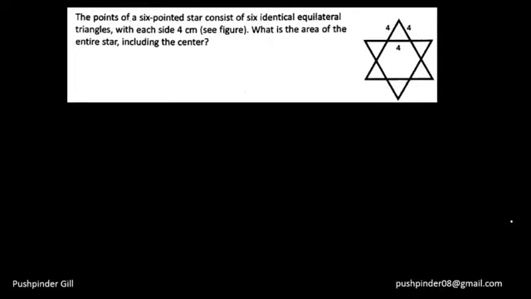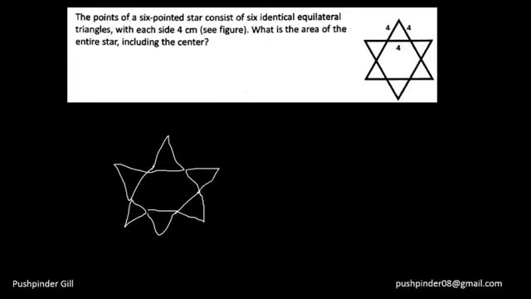Let's go ahead and do some questions so that I show you how these properties are important. As I said, you just need to know these properties. Now let's see this question. There is a figure here, something like this, and it says that the star consists of these triangles, and they all are equilateral triangles with side 4. So I'm going to draw it like this. What is the area of the entire star?